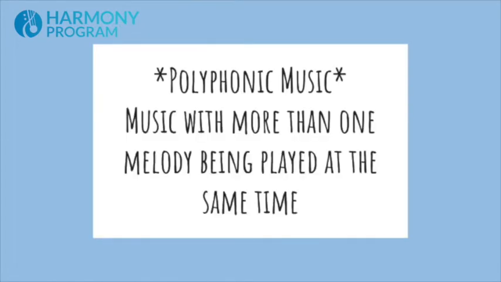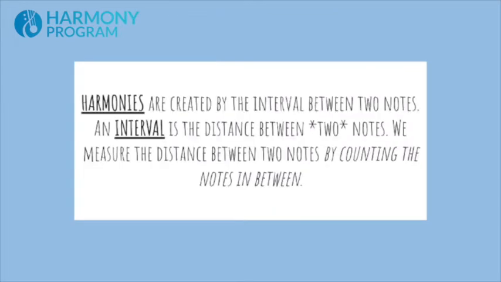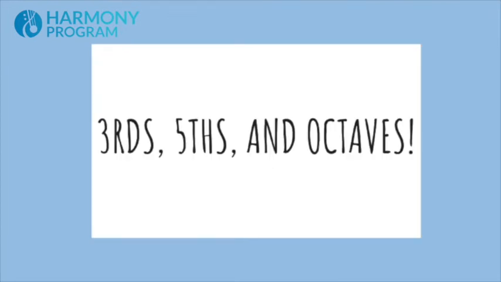The past few weeks, we focused on how we can write polyphonic music. Remember, polyphonic music is music with more than one melody being played at the same time. We also learned about the harmonies we hear in polyphonic music. Harmonies are created by intervals. An interval is the distance between two notes. We measure the distance by counting the notes in between. Last week, we focused on thirds, fifths, and octaves. Here's a review of those three intervals and how they sound.